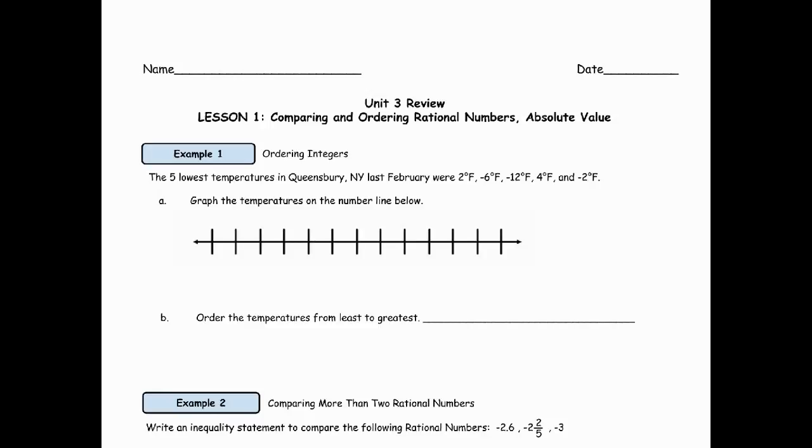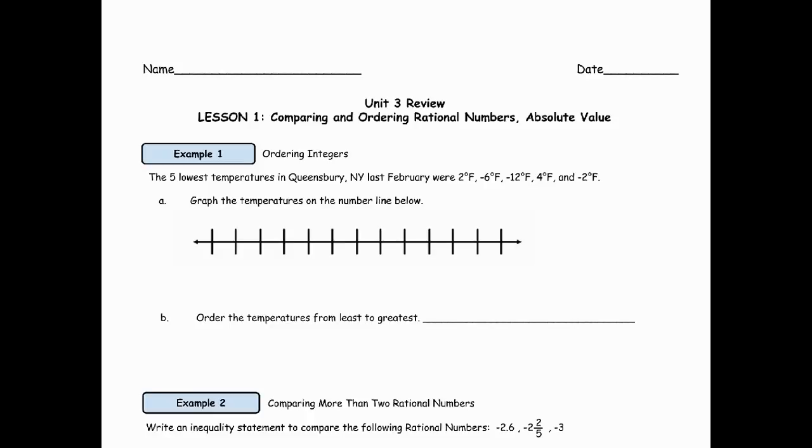Unit 3 review with rational numbers. So lesson 1 is comparing and ordering rational numbers and absolute value. Example 1. The 5 lowest temperatures in Queensbury, New York last February were 2 degrees Fahrenheit, -6 degrees Fahrenheit, -12 degrees Fahrenheit, 4 degrees Fahrenheit, and -2 degrees Fahrenheit. Part A, graph the temperatures on the number line below.